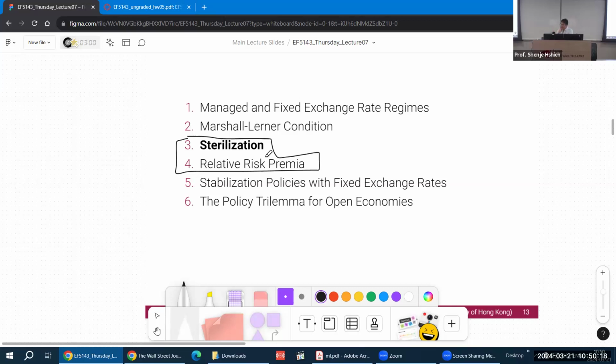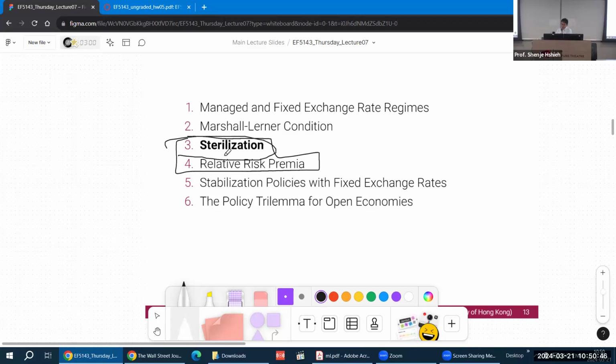And that requires us to talk about, first of all, how one conducts open market operations with other types of assets besides domestic assets. Also, I need to talk about how to augment the UIP, which gives results that make our intervention dependent on the type of assets that we buy or sell to conduct monetary policy. So let's first talk about sterilization.